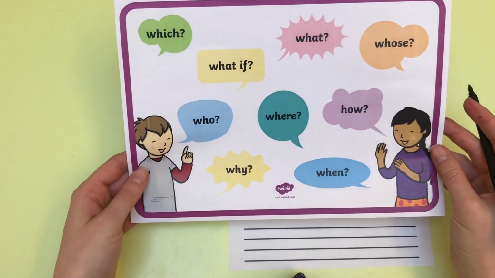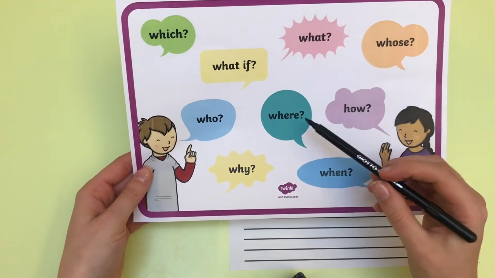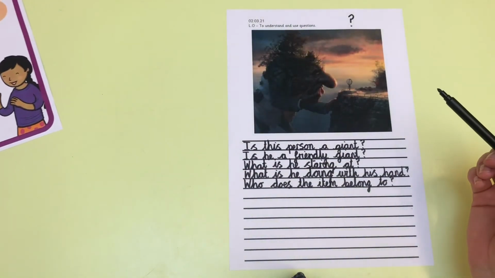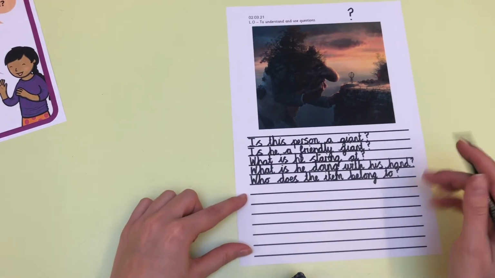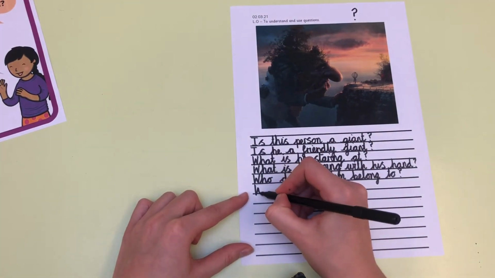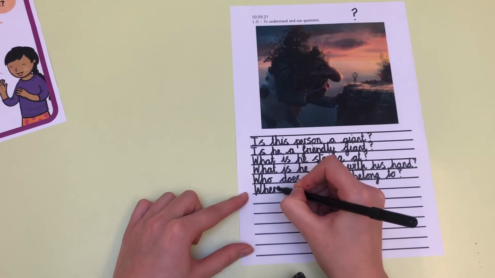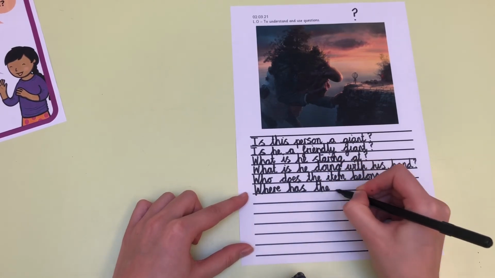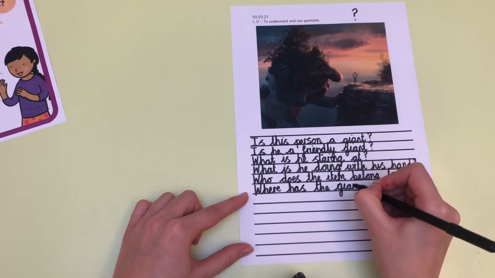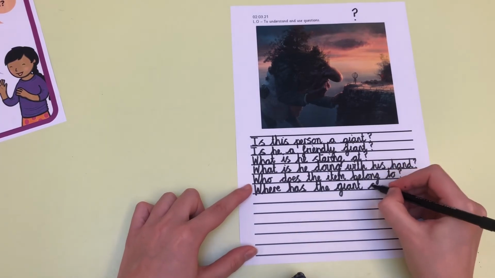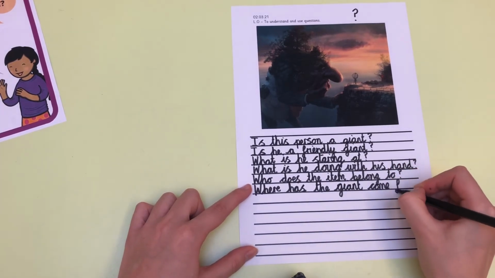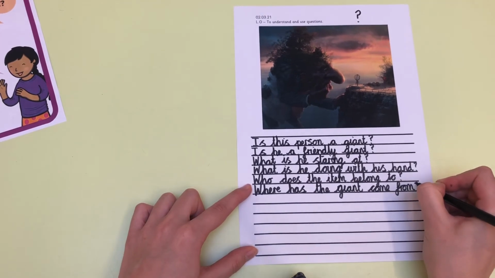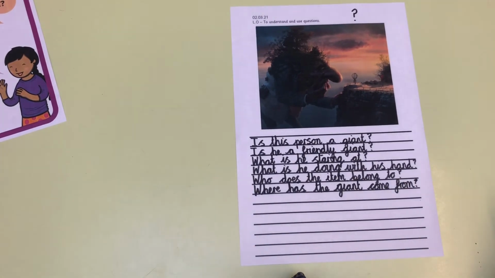I might then start my next question sentence with where. I want to know where the giant has come from. So new line, where. Where has the giant come from? Question mark, that's very important.